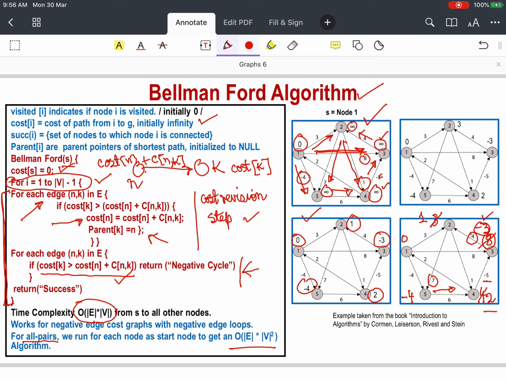Yeah, so it'll just multiply these two things once more, and therefore we will get an order E into V squared. And since E can be at most V squared, then the worst case complexity of this algorithm is obviously order V to the power 4, but E is not necessarily always V squared. So it is better to write that this is an order E into V algorithm, multiplied by V gives an order E into V squared algorithm.